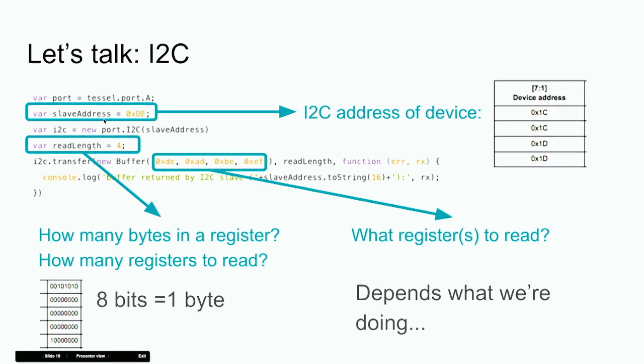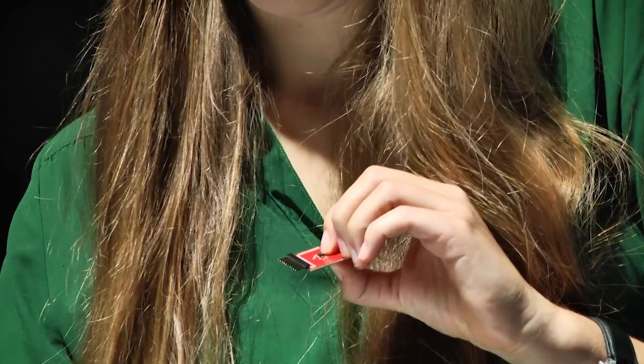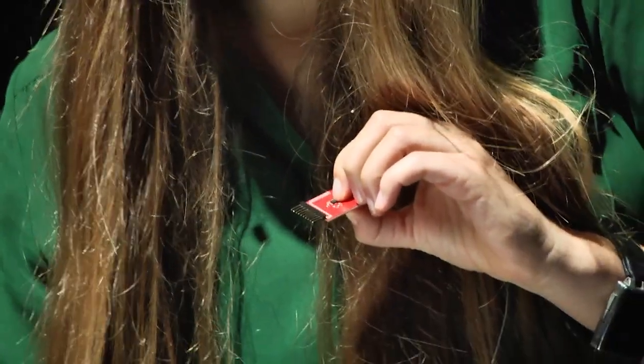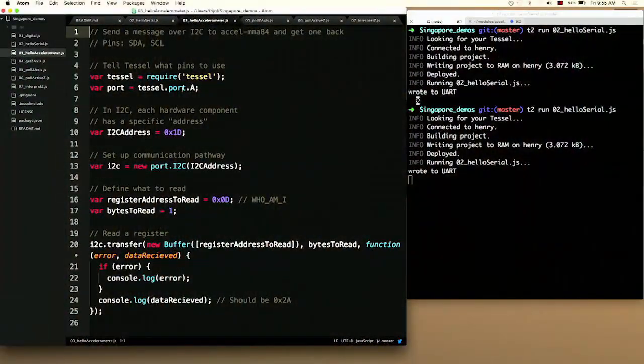In the case of I2C, each hardware thing will have a built-in address. In this case, the address for the accelerometer, which you can find in the data sheet, but I won't dig through it for the sake of your time, is 0x1d. So we're then going to initialize a new I2C port on port A.